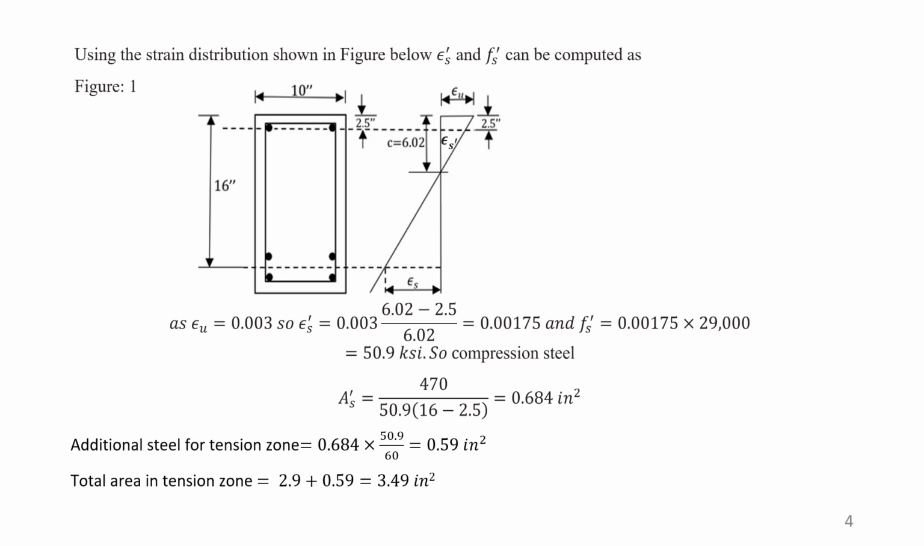Epsilon s prime comes from the triangle properties, as we have shown here. 0.003 is multiplied by a ratio from the figure: 6.02 is the neutral axis, minus the 2.5 clear cover for the steel, and again at the bottom this is the C value 6.02. This gives us a value of 0.00175.